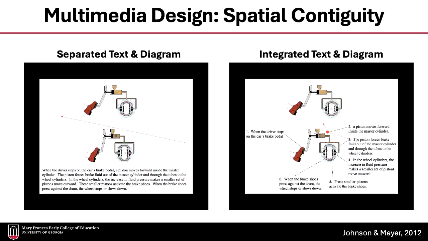Beyond just directing their attention to where we want them to look, we can also use design to help them make connections across different sources of information. This is sometimes referred to as spatial contiguity. I'm going to show you some eye movements of students learning from two different versions of the exact same lesson on how a car's brake system works. On the left, you can see that the text and the diagrams are spatially separated. So we're going to look at their eye movements.